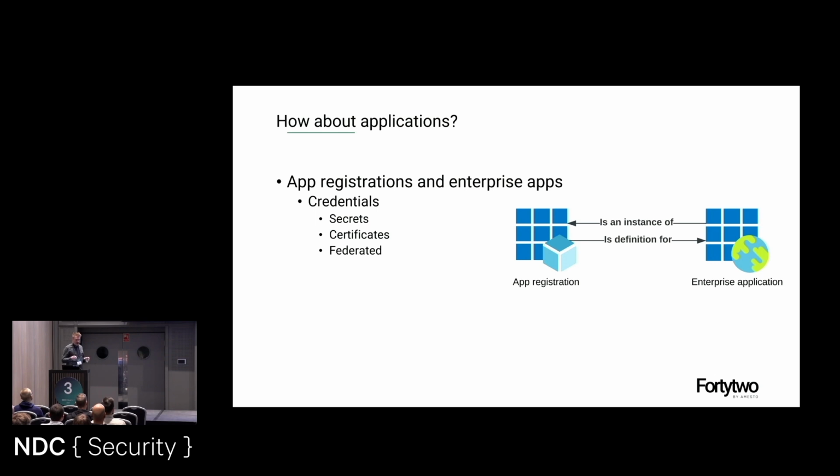Certificates is essentially a more secure way to do the same thing, and federated is completely different in that it doesn't store anything anywhere. It's just: I'm allowed to authenticate as this app from GitHub Actions running from a certain branch in a certain repository in GitHub, for example. Very useful, where you don't need to handle, for example, rollover of a secret and similar.